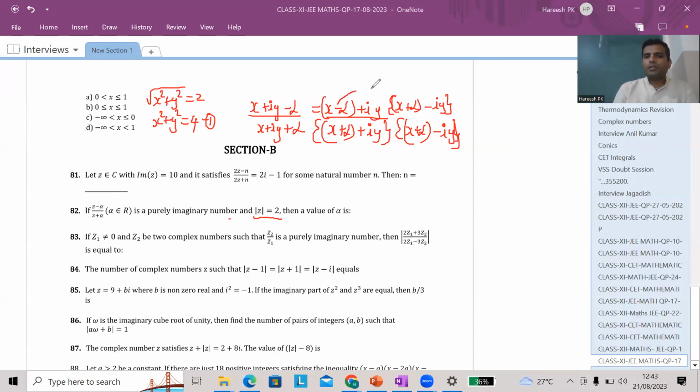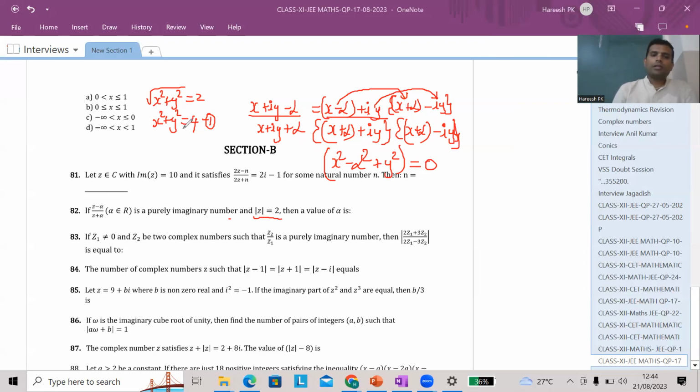Which are the real terms? First term and the last term. So I get x square, (x minus alpha) into (x plus alpha). So that is x square minus alpha square. And then iy into minus iy. That will give you plus y square. Why plus y square? Because iota square is minus 1, so minus of minus will give you plus. So these three terms together are the real term in the numerator. And that real term, we should equate it to what? 0. We should equate it to 0.